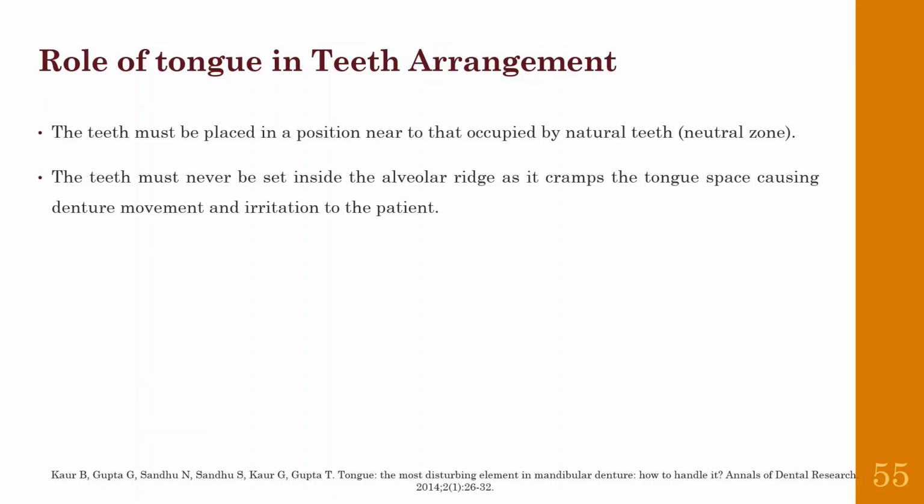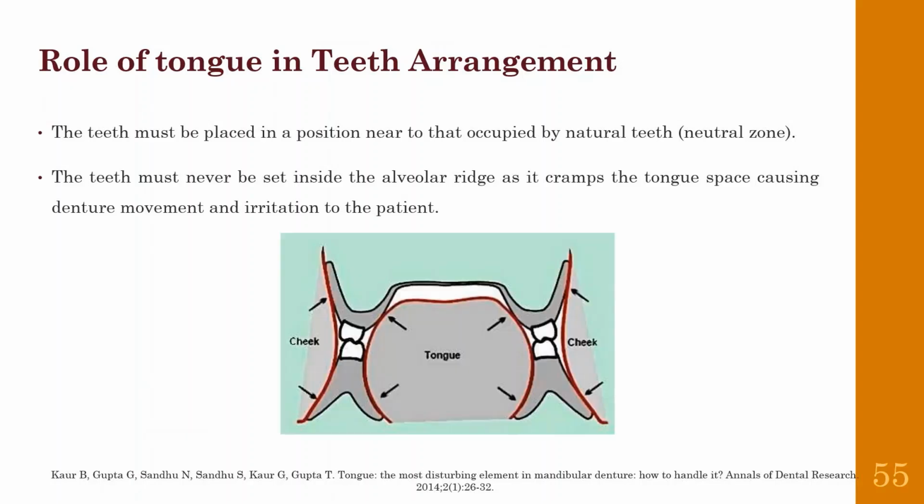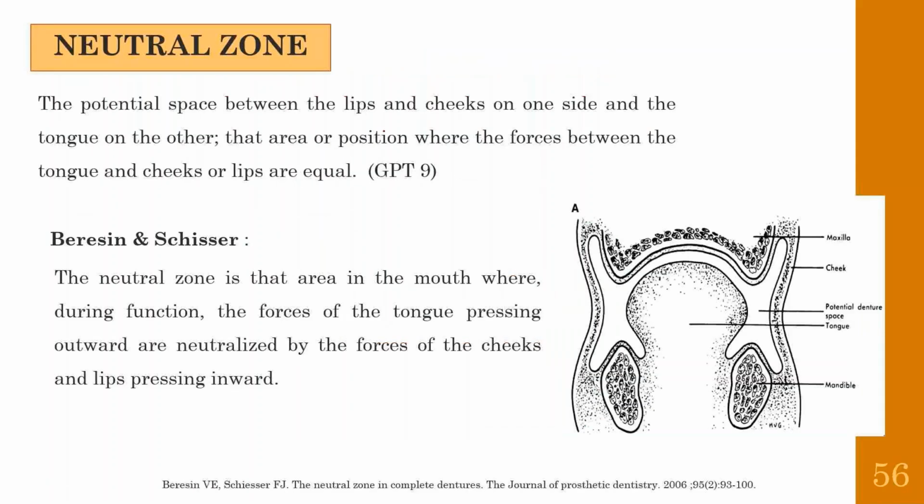The teeth must be placed in a position near to that occupied by natural teeth, the neutral zone. The teeth must never be set inside the alveolar ridge, as it cramps the tongue space, causing denture movement and irritation to the patient.